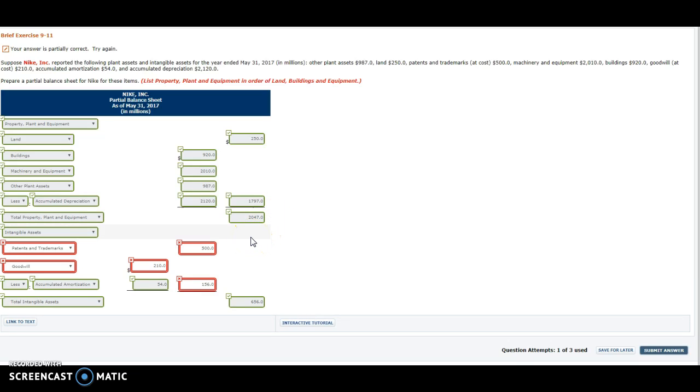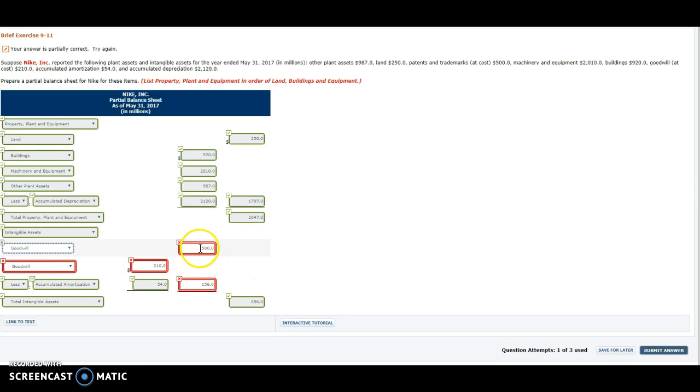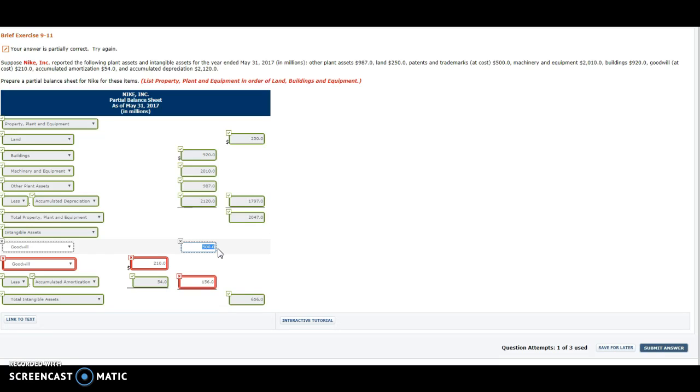Next, on the balance sheet, you list intangible assets. So where I went wrong here is this needs to actually say goodwill, and up here it says goodwill is listed at 210 million. So goodwill has an indefinite life, so you never amortize it. So it will always go up here, and that's the mistake I made there. So I wanted to make sure I showed you so that you didn't make the same mistake.